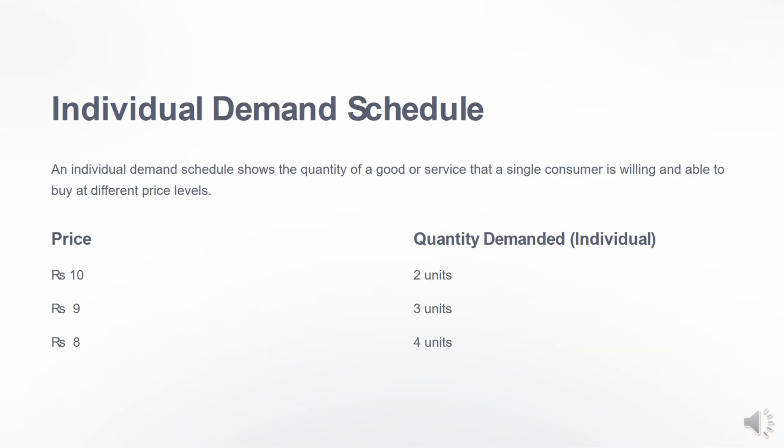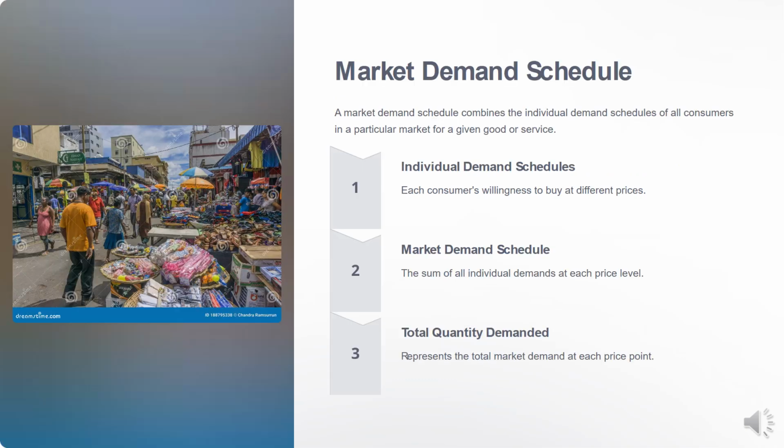Now the individual demand schedule. Here you can see another example of the same thing. When the price is 10 rupees, the quantity demanded by the individual was 2 units. Then when the price was reduced further to 9 rupees, the quantity demanded increased. Then the price was further decreased to 8 rupees, and the quantity demanded increased to 4 units.